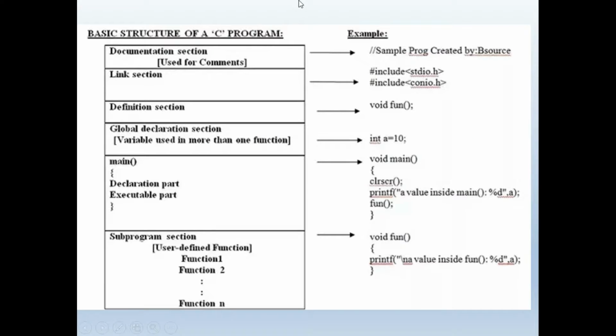So what is the basic structure of a C program? The basic structure of a C program should have, first, the documentation section. It tells you what the program you are writing is about. For this we use comments. Comments are the non-executable part of your program. A single line comment is written using //. If you want to write more than one line of comments, then you should type /*, multiple lines, then */.